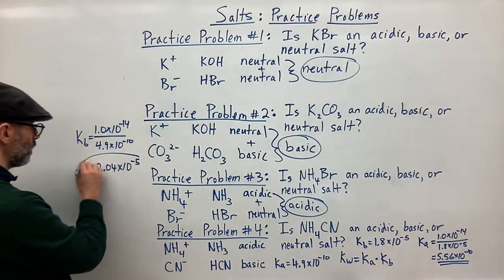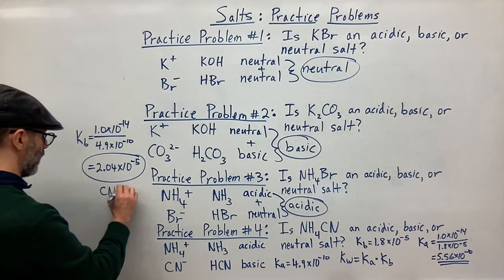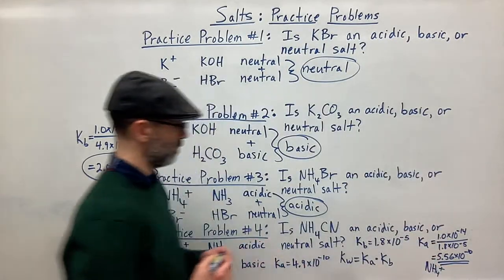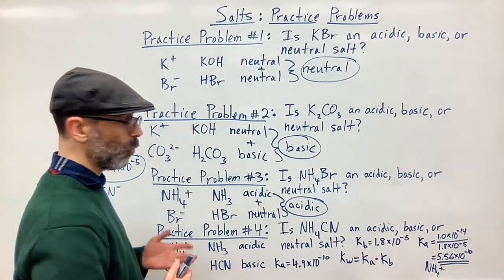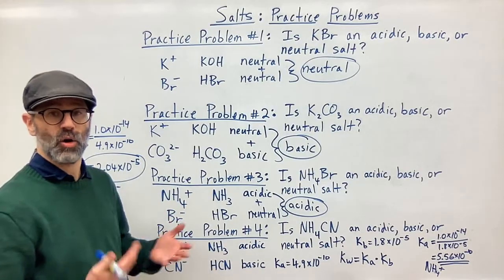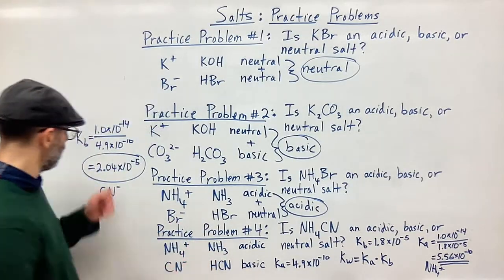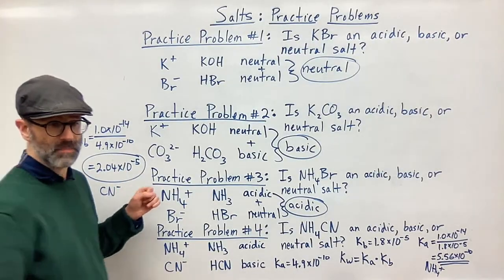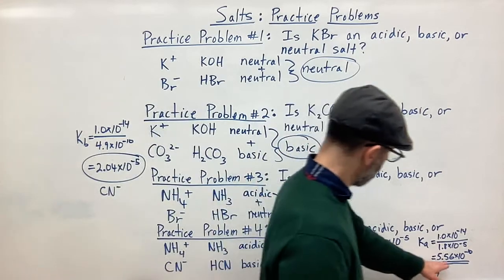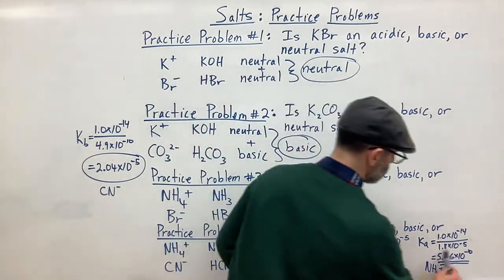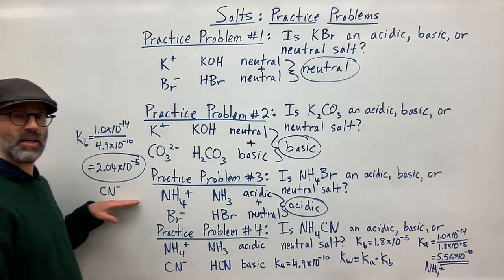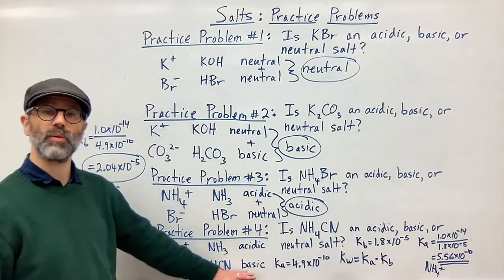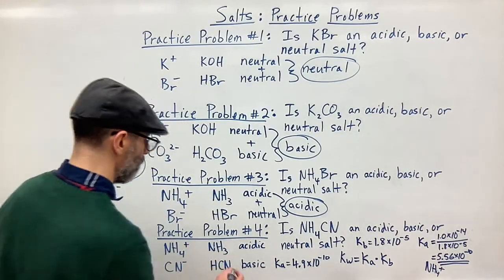Okay, so this is the Kb for CN minus, and this is the Ka of NH4 plus. So we look at these and ask which of these Ka and Kb values is largest. Here we have Kb of 2.04 times 10 to the negative 5, and we have 5.56 times 10 to the negative 10. This is much smaller than this. So the Kb for CN minus is larger. Therefore, this is going to be a basic solution when we dissolve it in water.